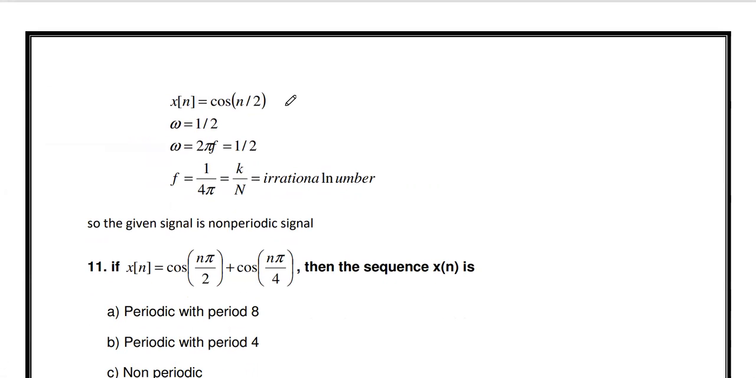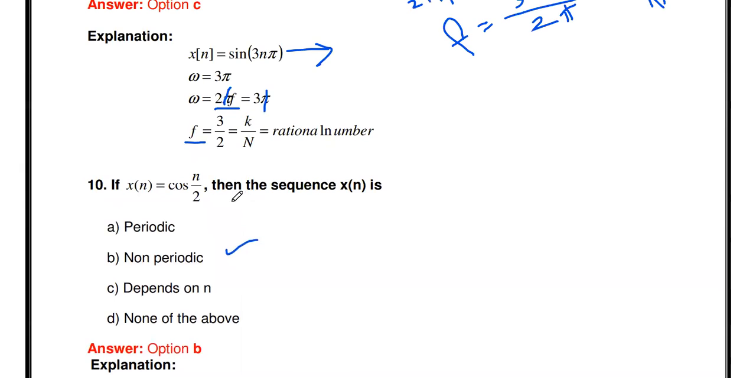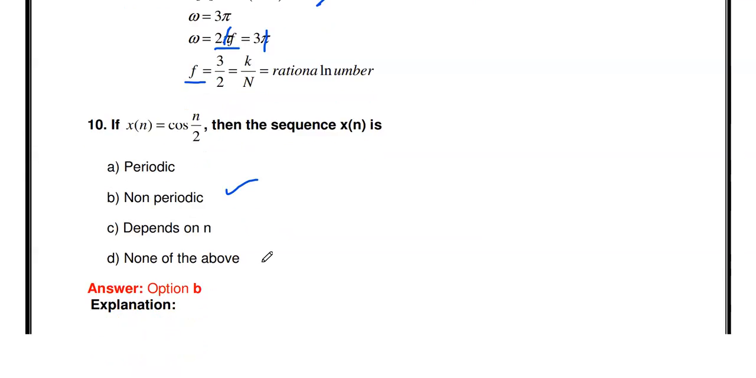So let us prove this one. The given sequence cos n by 2 is compared with the standard sequence. So the omega value equal to 1 by 2. So omega, if you are expanding, 2 pi f. So 2 pi f is equal to 1 by 2. So from that, f can be written as 1 divided by 4 pi. So k is 1, n is 4 pi. So k is an integer, n is not an integer. So the ratio k by n is an irrational number. That's why this signal is a non-periodic signal. So the cos n by 2 problem is non-periodic.